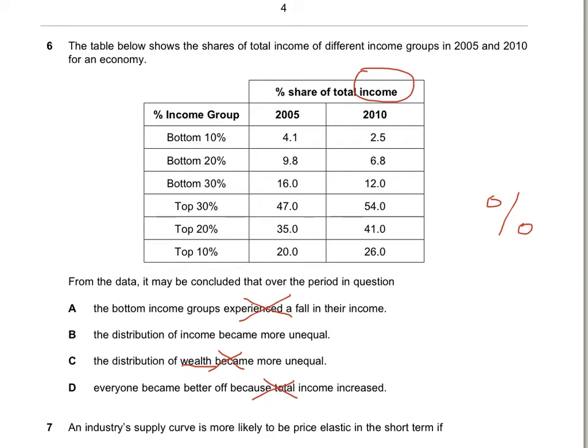So the only thing that we can really say from this data is the distribution of income, the difference between the poorest and the richest. The distribution of income has moved more towards the rich, so therefore the distribution of income has become more unequal, and later on we'll look at that as a market failure.